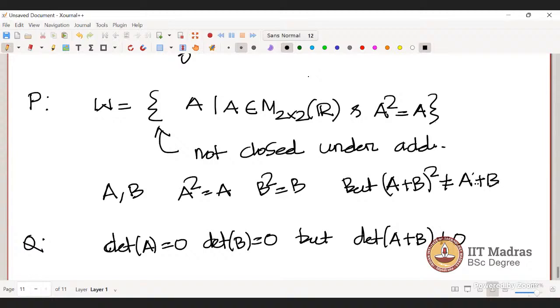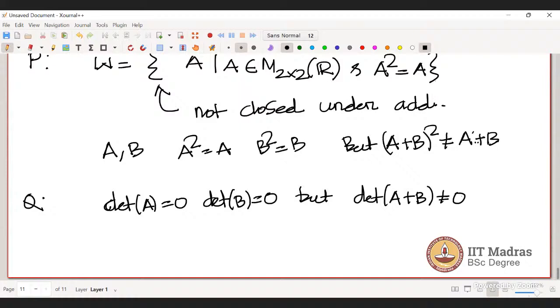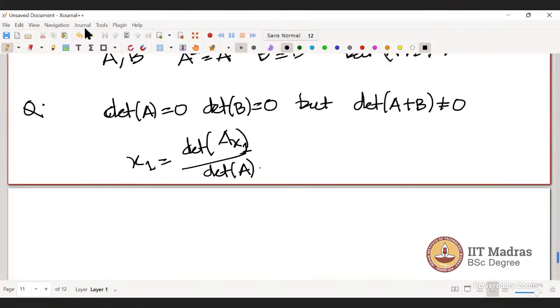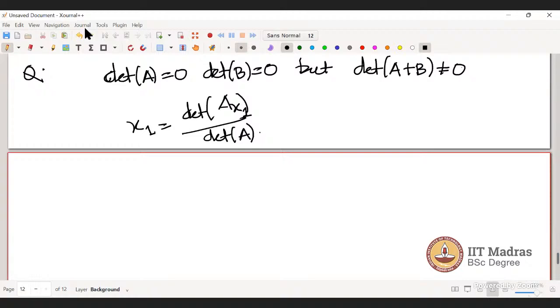But according to me, x1 should be the determinant of Ax1 divided by the determinant of A. That will give me the coordinate x1, and similarly x2 and x3. Here, the determinant of Ax1 is minus 2 and the determinant of A is 3. It will give me minus 2 by 3, but the answer is minus 2.